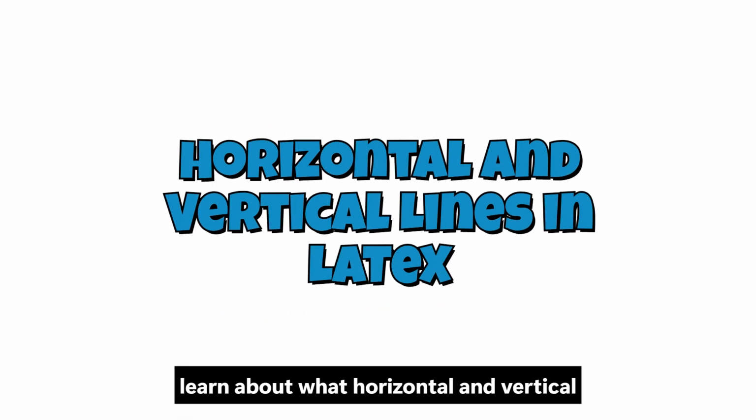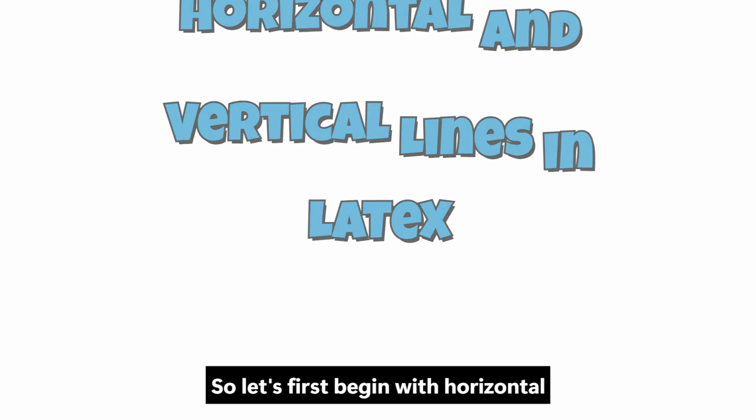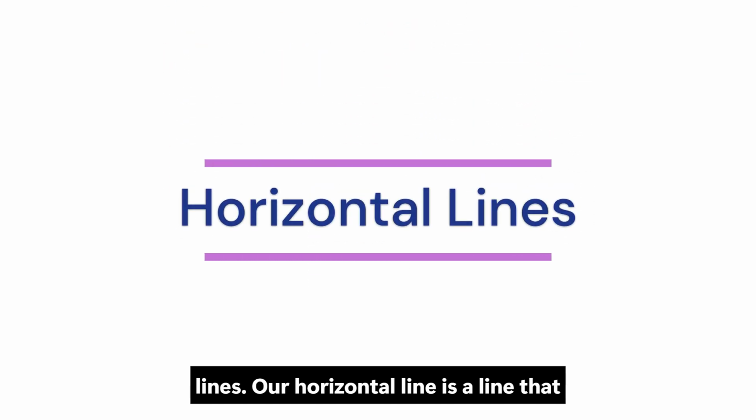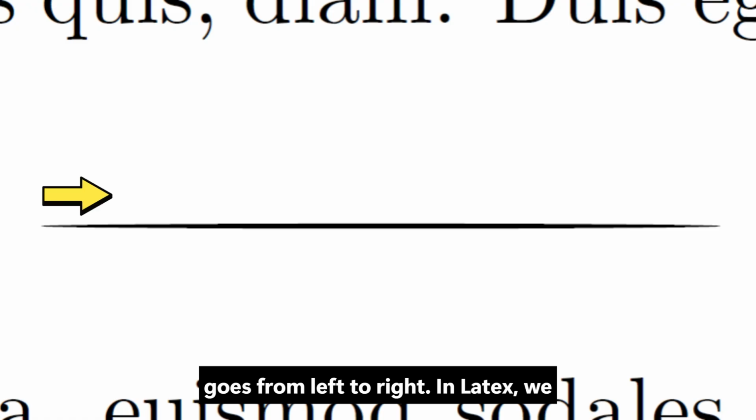Hello smart learners, today you will learn about what horizontal and vertical lines are in LaTeX. So let's first begin with horizontal lines. A horizontal line is a line that goes from left to right.